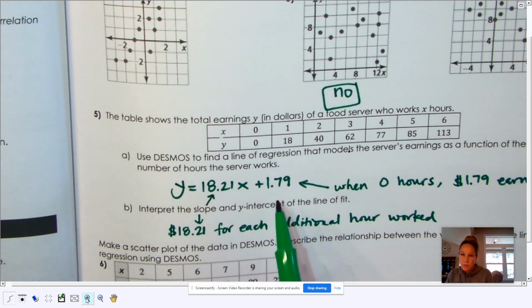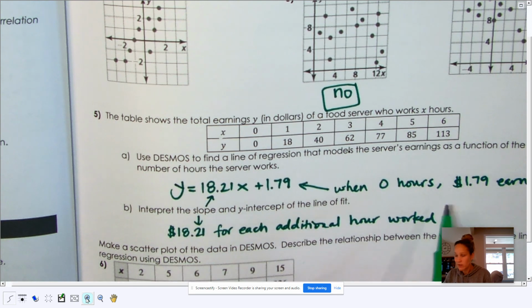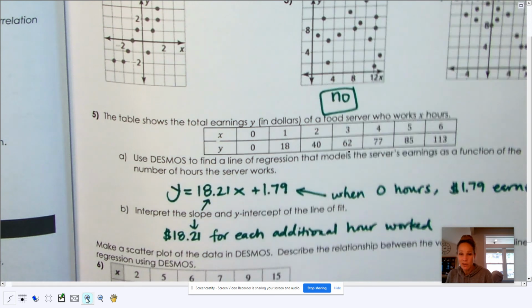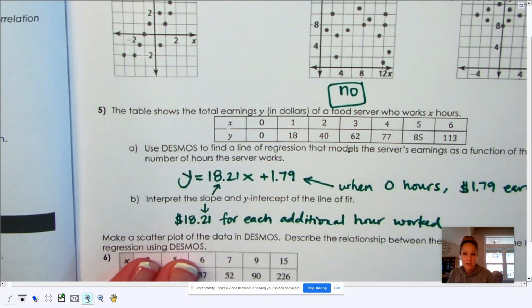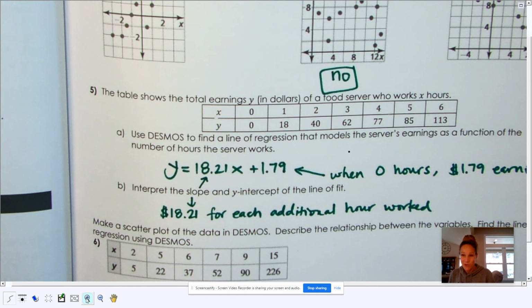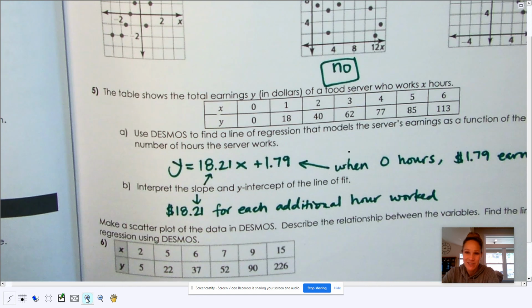Okay. Yeah, and so that would be the interpretation of the slope and the y-intercept. This one is very close to being 0. So essentially, you could consider it very close to 0. You're not going to make much money if you're not working much time. And then each additional hour, that's a pretty nice hourly rate there. So you guys are going to try number 6 on your own using Desmos to find that equation for you. That is it for your notes for 6.3.